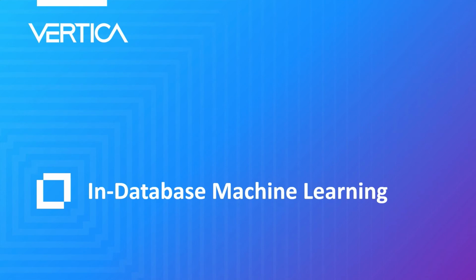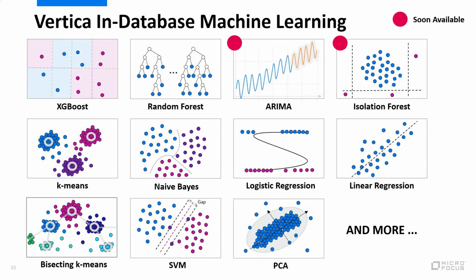When you have all these functions to pre-process the data, one idea can be, of course, to use in-database machine learning. And inside Vertica, you have all the machine learning algorithms needed to pre-process the data. So in Vertica, you have many algorithms like extreme gradient boosting, random forest, k-means, naive Bayes. And we are implementing new ones like ARIMA or isolation forest. We already have ARIMA in the system, and isolation forest will be ready soon.